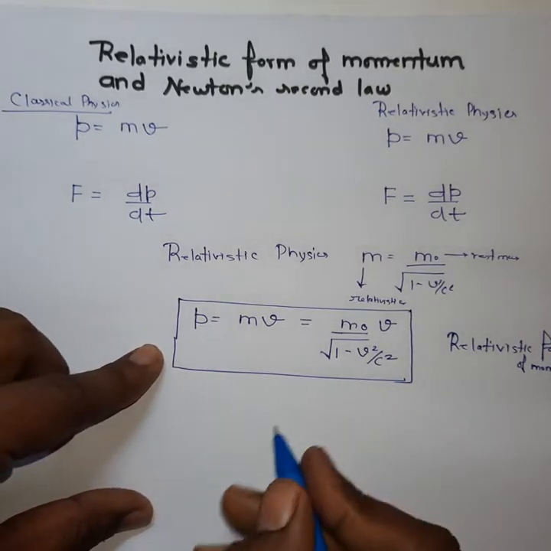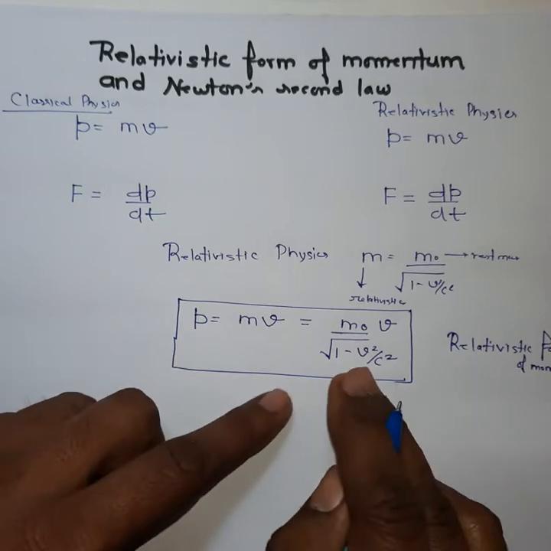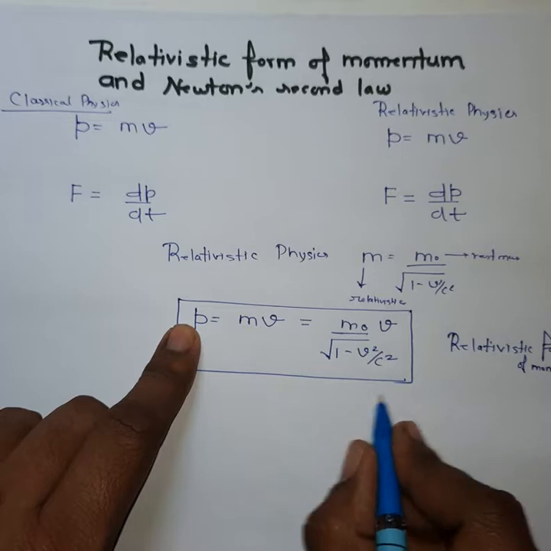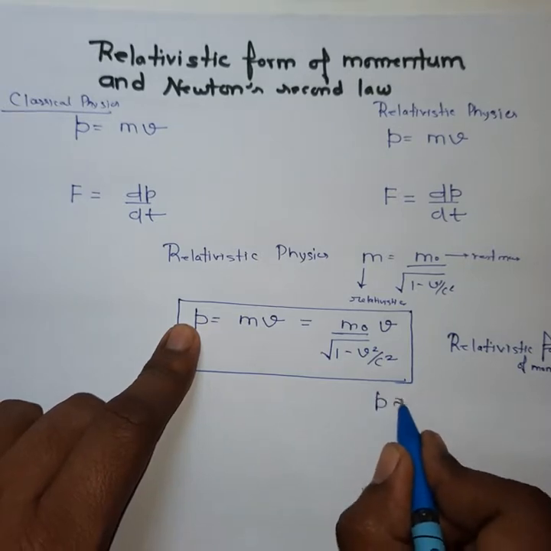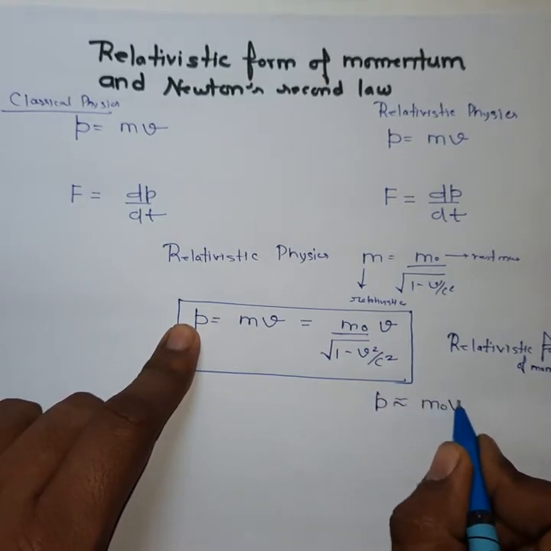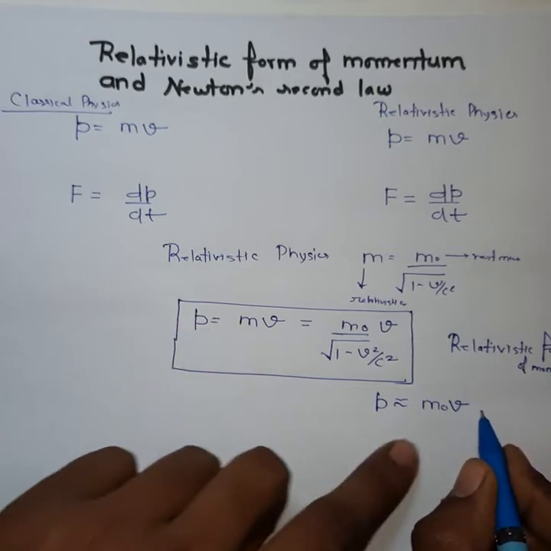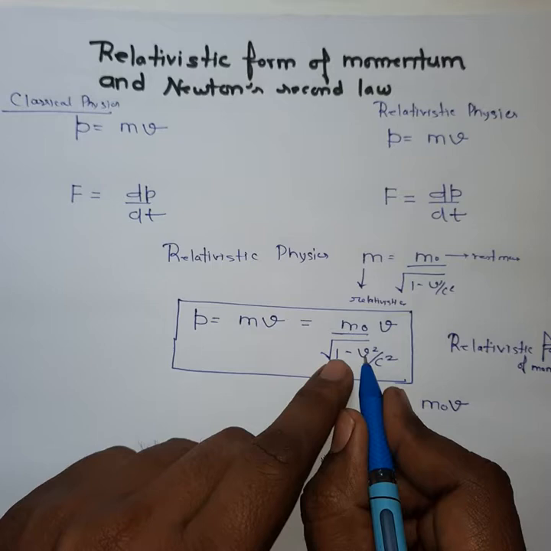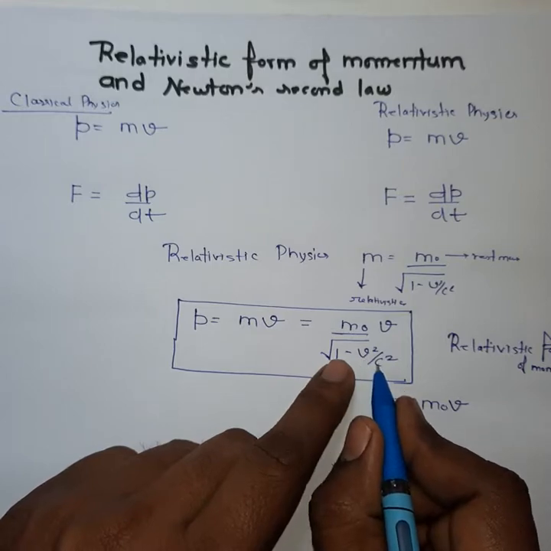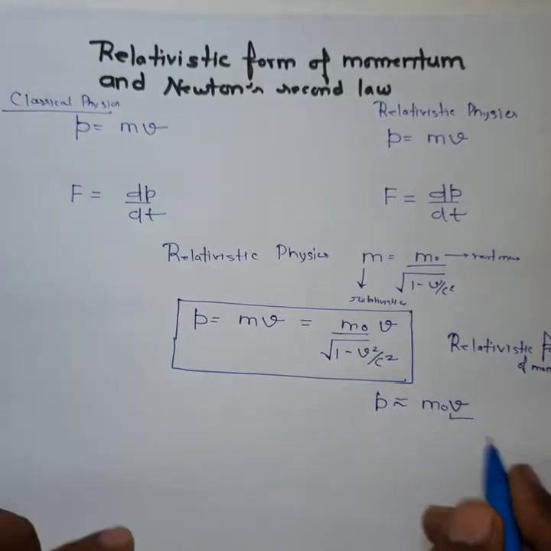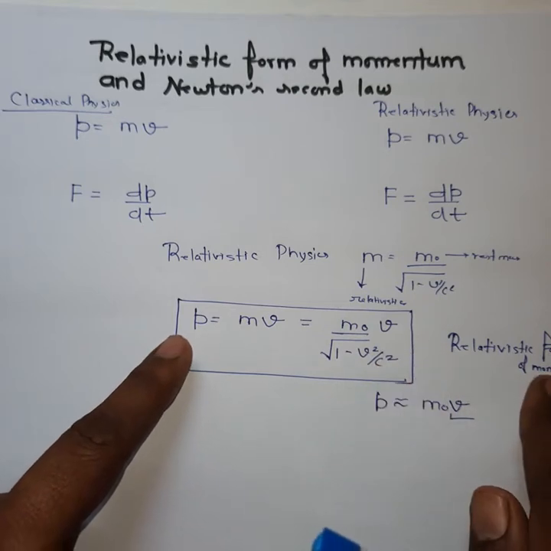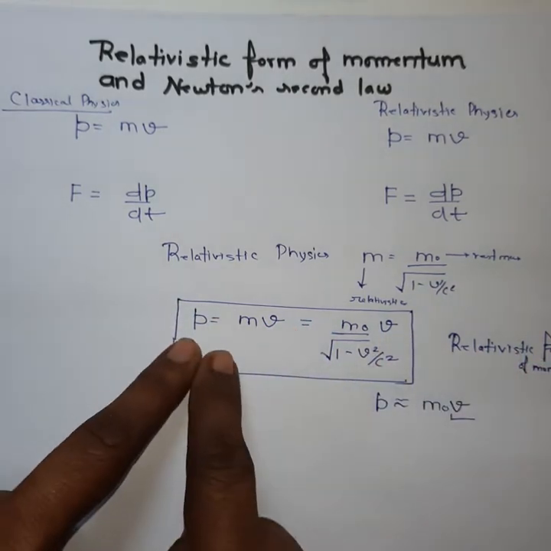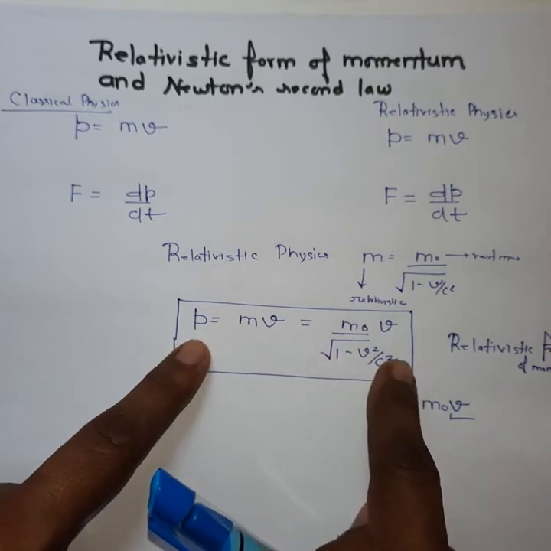So in classical physics, where the relative velocity is very small compared to the velocity of light, this can be approximated as p = m naught v. So this is the classical approximation. If v is very small and you take the binomial expansion, you will get this expression. But the correct form in accordance with the special theory of relativity is that p will be defined as this equation.